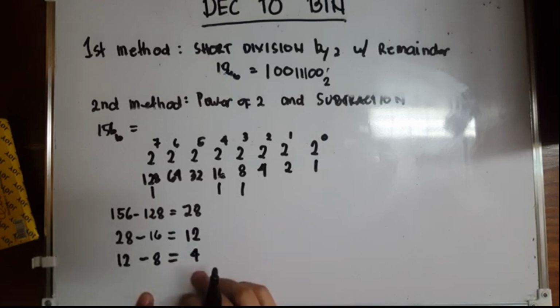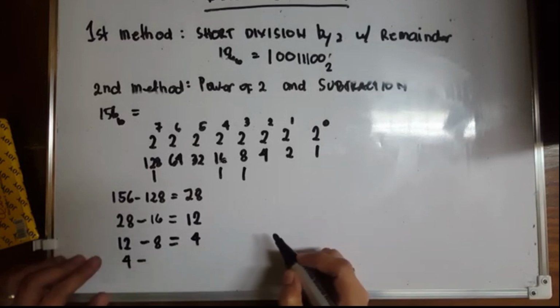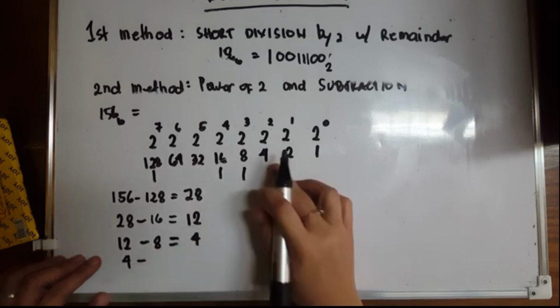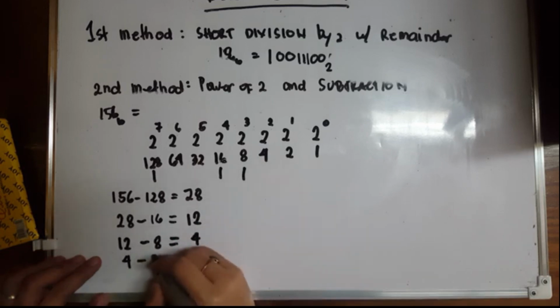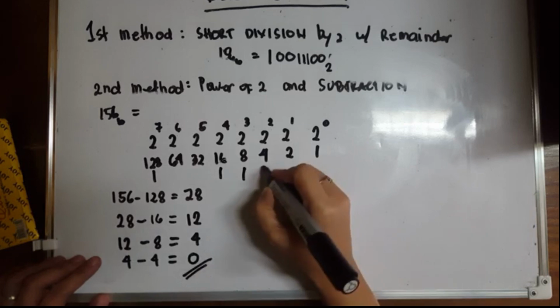Okay, so now we have 4. We're gonna write here 4 minus, what is the highest number under 4? Well, of course, we have the equivalent number, so we're gonna put here 4. So the answer for this is 0. So we're gonna stop from here. We're gonna put here 1.